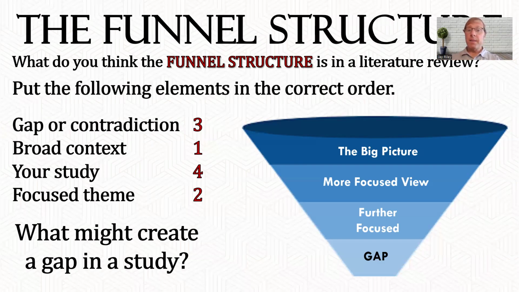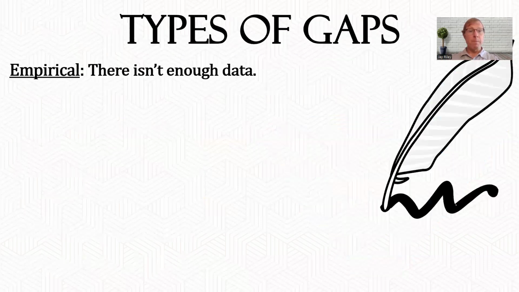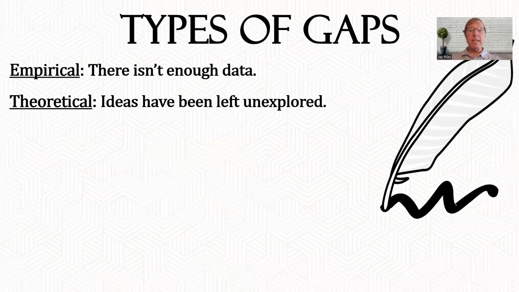So there are many different ways that you can create a gap, and we're going to talk about four of them right now. The first is an empirical gap in the literature. There simply has not been enough data gathered. The second is theoretical. There are certain ideas that just haven't been explored yet.